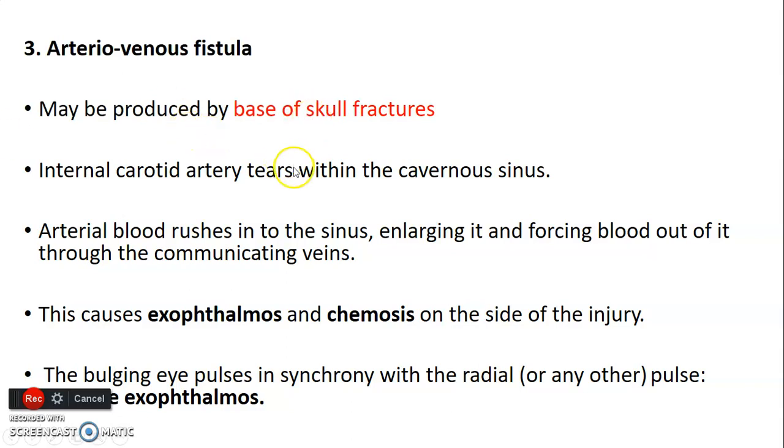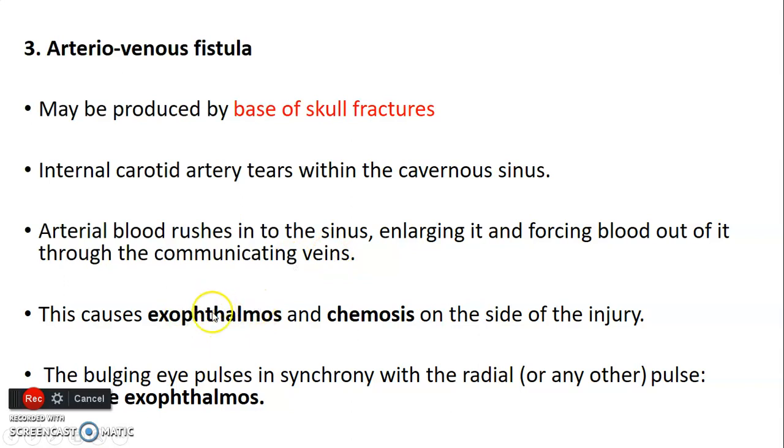The internal carotid artery may tear within the cavernous sinus. So now we have a mixture of arterial and venous blood. But arterial blood has pulsations, and it's carrying blood at a higher pressure. So arterial blood leaks into the cavernous sinus, it enlarges the sinus, then blood will be forced out from the sinus through the communicating veins. And these veins are going to the eye, for example.